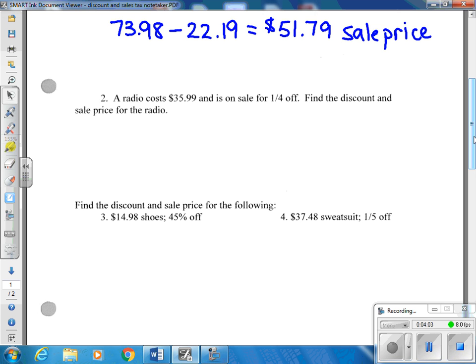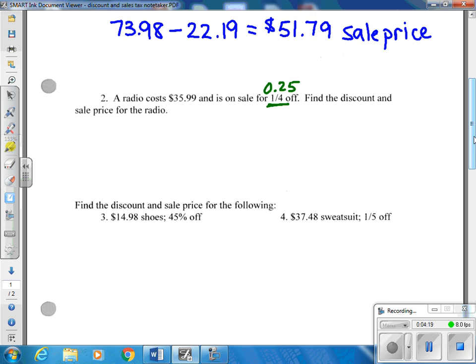Sometimes it gives it to you in fraction. You do the same thing though. You always change that discount rate to a decimal. So for 1/4, the very first thing I'm going to do is turn that to 0.25 because that's what I'm multiplying by. And once again, we need to find both pieces, the discount and the sale price, for our answer.